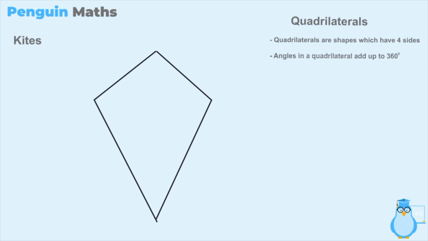Okay, so the next quadrilateral we'll be looking at are kites. So what defines a kite is that it's made up of two isosceles triangles joined back to back. Now we can draw that in.